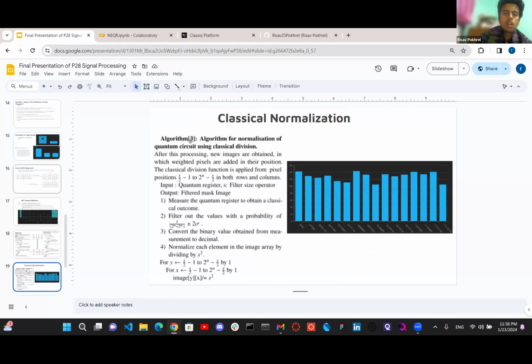Okay, after that we use the classical normalization technique, where we measure the circuit. After this process, new images are obtained with the weighted pixels added in, and then we filter out the values with their probabilities and convert the binary value obtained into decimal, and we normalize. Since we have added different pixels, we divide by this size, and this is the outcome of this image.